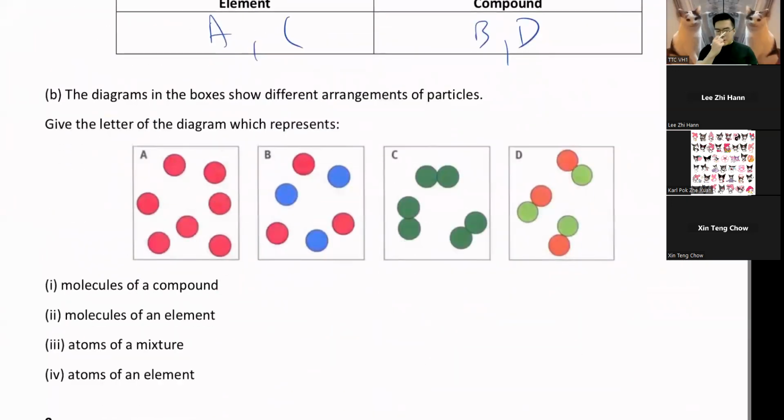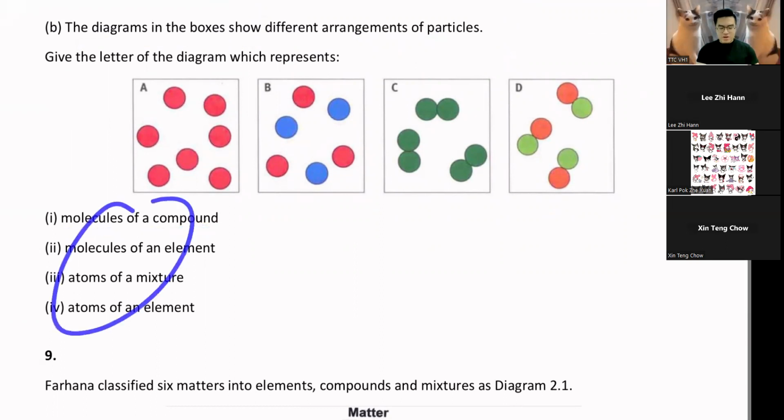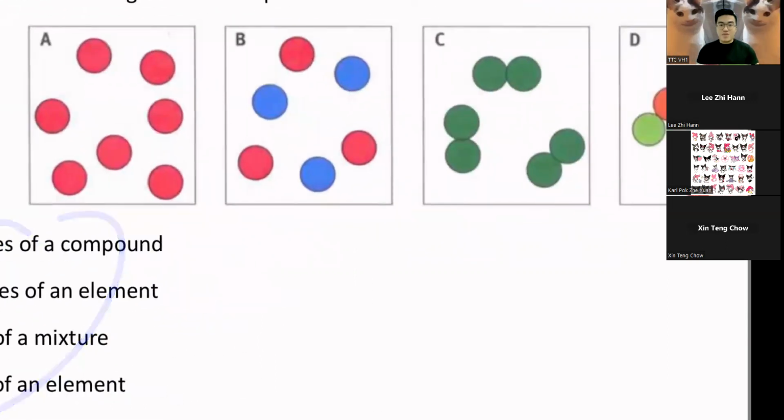This is very straightforward. So next, B, the diagrams in the boxes show different types of arrangement of particles. Again, we have the same thing. So molecules of a compound. Before we do this one, we look at the type first.